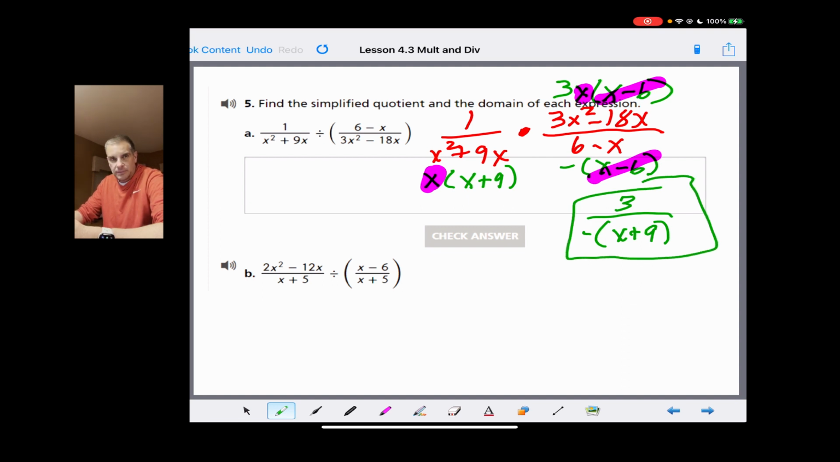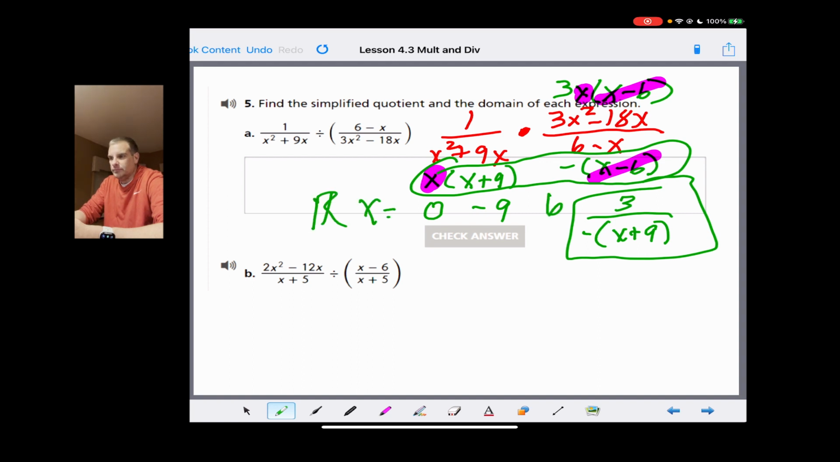The domain, I have to go back to this part right here, and it is this part right here because it's a multiplication problem now. And what's going to make that denominator 0? Okay, so it's going to be all reals except for 0, 9, and 6. So there's our solution for this one.